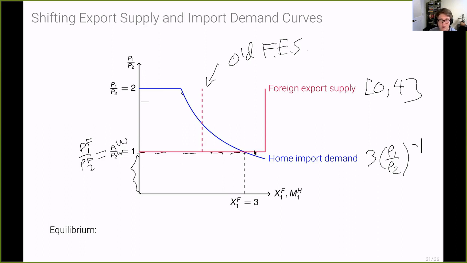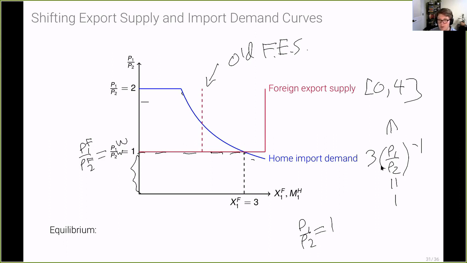And so at this part, we're going to be at the part where P1 over P2 is equal to 1. And so the only place where these two intersect, or the only part where we have somewhere in between 0 and 4 and this home's import demand crossing, is where the price is equal to 1.